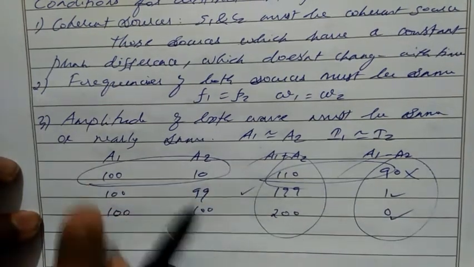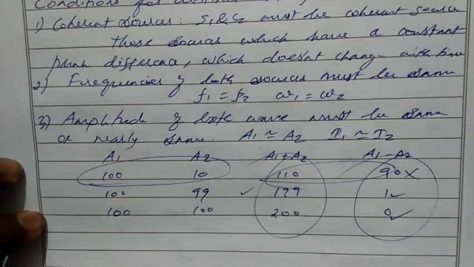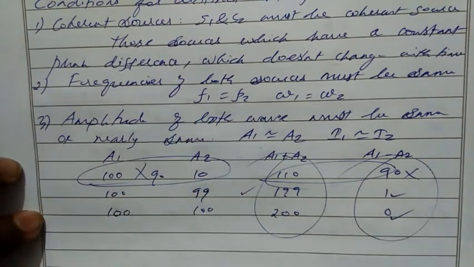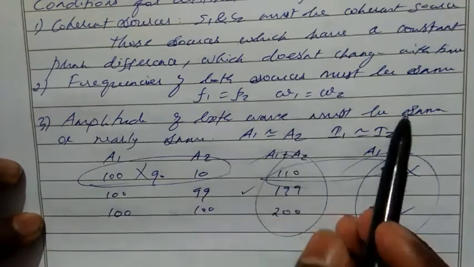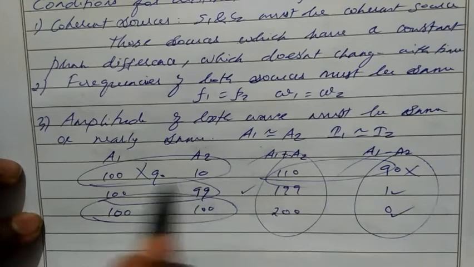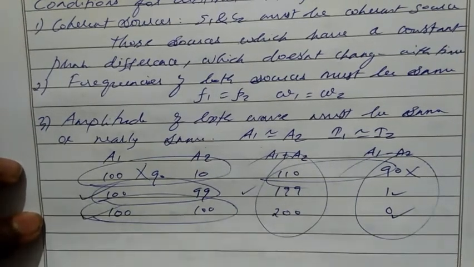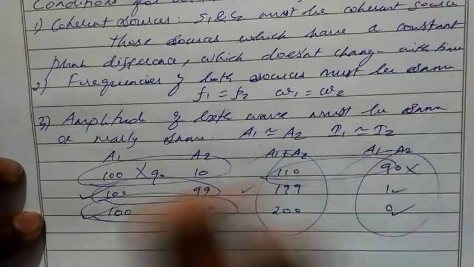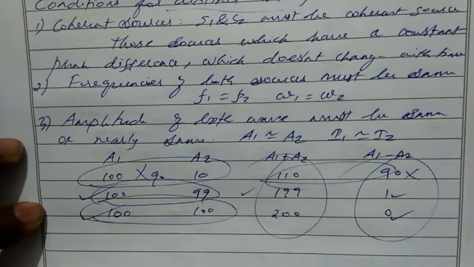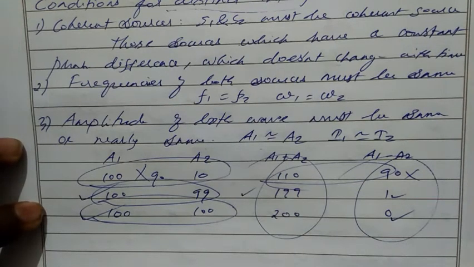So we should not take values with such a large difference. Here we have 110 and the other is nearly 90. We should not take values like this. That's why the amplitudes of both waves must be the same or nearly the same. So we take these two cases, 100 and 100, or 100 and 99. So 100 is the same, 199 is nearly the same. Then only we will get distinct interference. Then only can we differentiate bright constructive interference and destructive interference.